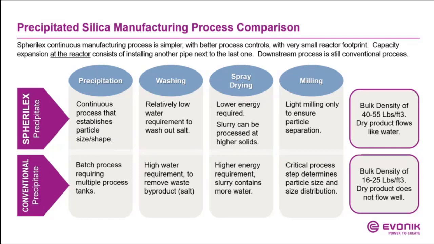The last step is a milling step, which is for the conventional precipitated silicas the essential step to create a certain particle size. So this is a critical process in the conventional process. Here, with the SPHERILEX particles, we have just a light milling only to ensure the particle separation.